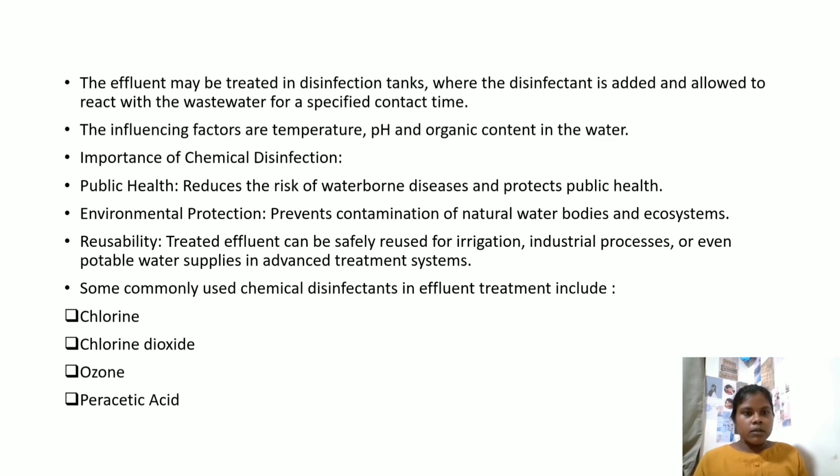Then the importance of chemical disinfection: public health, because it reduces the risk of waterborne disease and protects public health, and also environmental protection. It prevents the contamination of natural water bodies and ecosystems. Then reusability, the treated effluent can be safely reused for irrigation, industrial processes, or even in advanced treatment systems. And the most commonly used chemical disinfectants in effluent treatment include chlorine, chlorine dioxide, ozone, and peracetic acid.